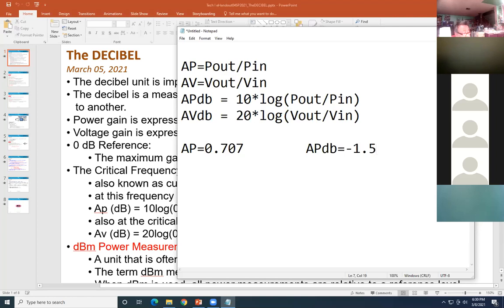When you take the log of 0.707, the first thing you get is a minus number, and then it's times 10. But it's log to base 10. You have to remember it's log to base 10.